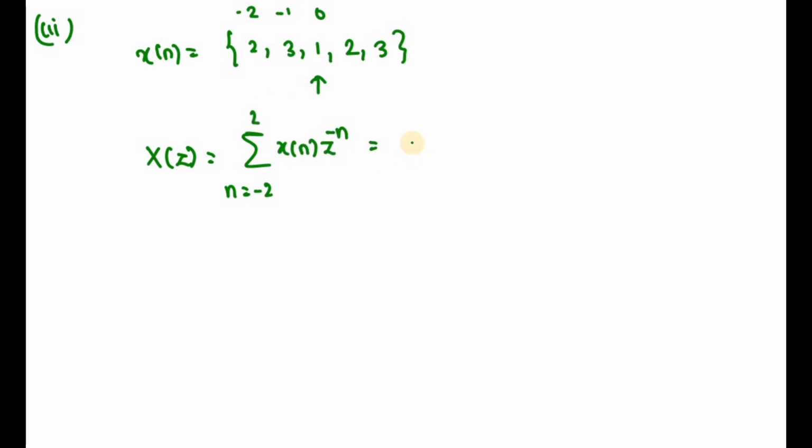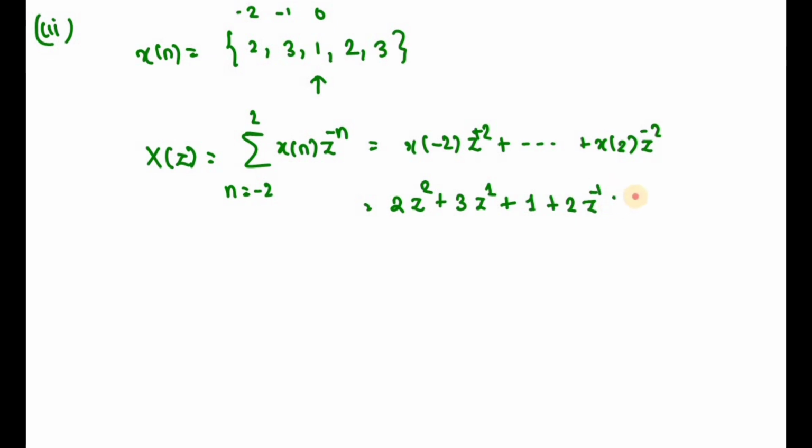So you will get x of minus 2 z power 2 plus up to x of 2 into z power minus 2. So this is minus 2. If I substitute for x of minus 2, the value is 2, right? So 2 into z power 2 plus 3 into z power 1 plus 1 plus 2 into z power minus 1 plus 3 into z power minus 2. So this sequence is called a two-sided sequence.